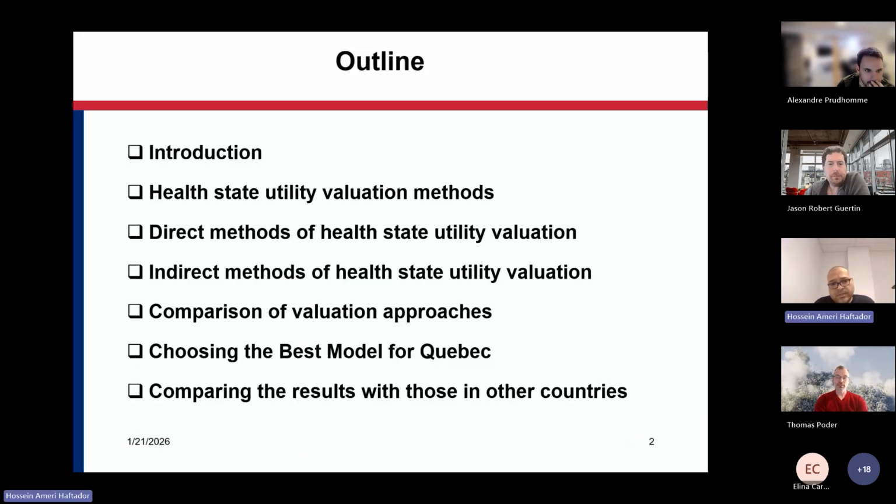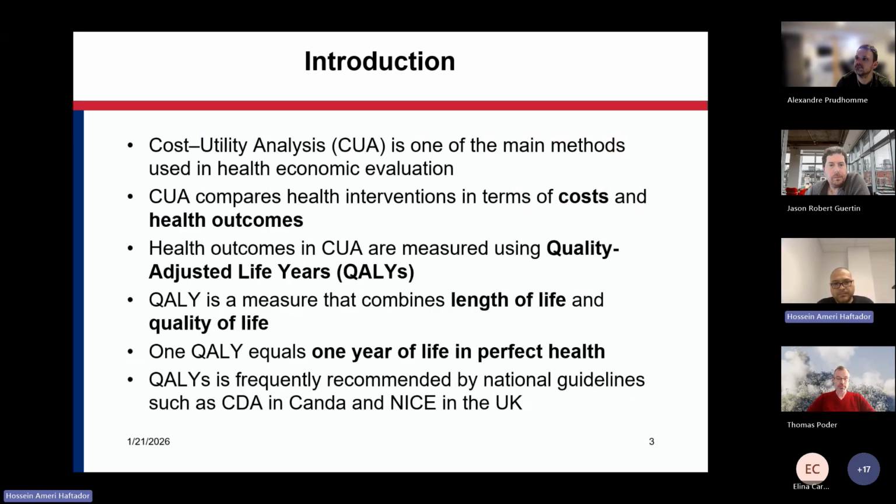We'll cover an overview: introduction, health state utility evaluation methods, direct and indirect methods of health state utility evaluation, comparison of valuation approaches, finding the best model to generate a value set for SF6D in Quebec, and comparing our results with those in other countries.